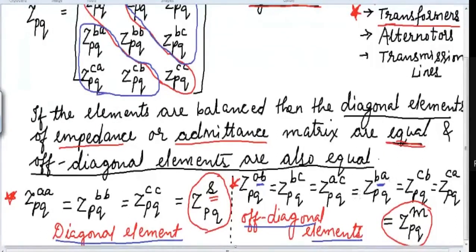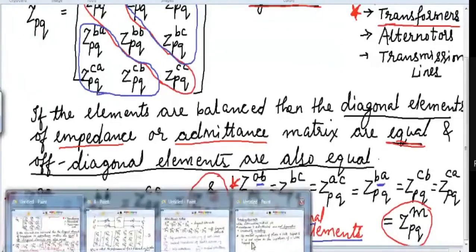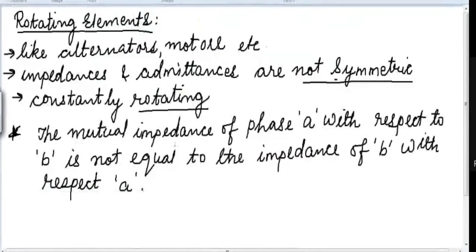So in case of a stationary element, the mutual impedance between the elements with respect to A and B is equal to that with respect to B and A, right? This is what we can conclude from the stationary element. But this is not the case with the rotating element. Why? What is happening in case of the mutual impedance of a rotating element?